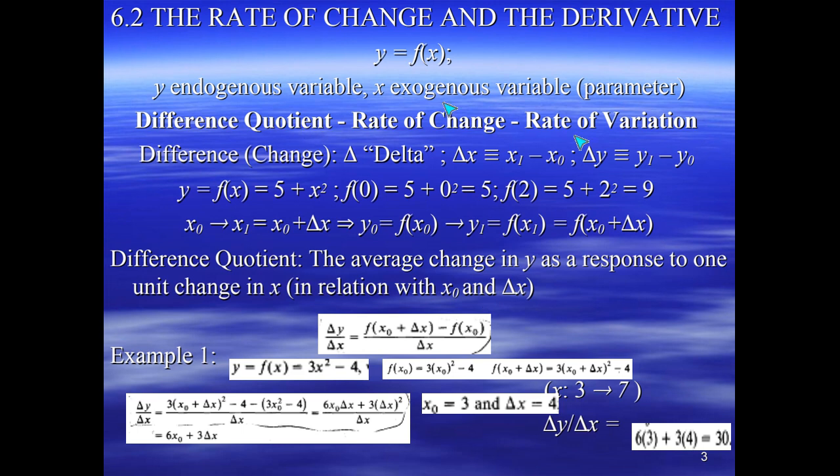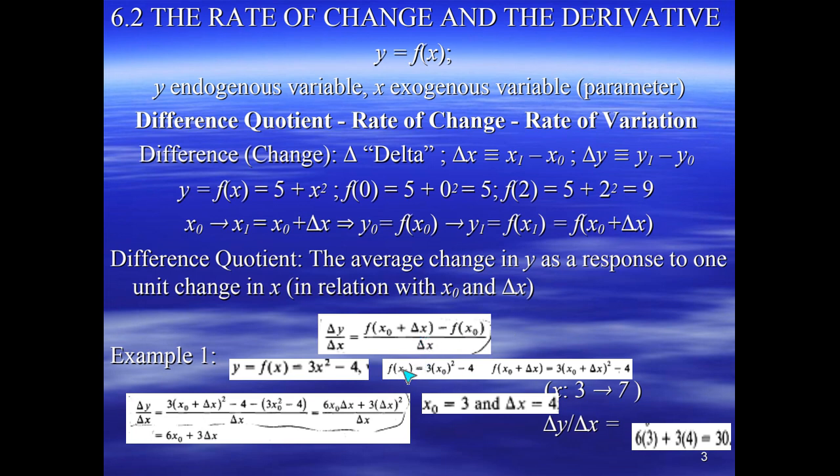You can use any of these expressions. They mean the same thing. It's delta y over delta x. Let's make an example and understand a little bit better. So y equals f of x is 3x squared minus 4. We have a function like this. This is our primitive function.